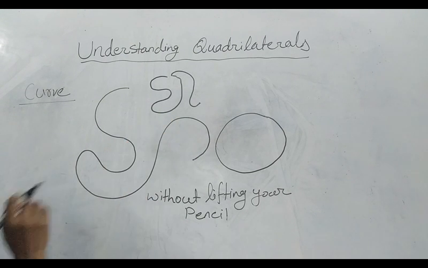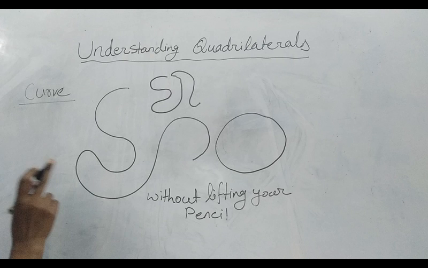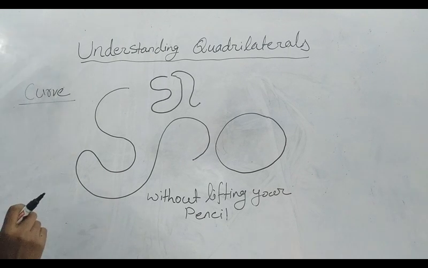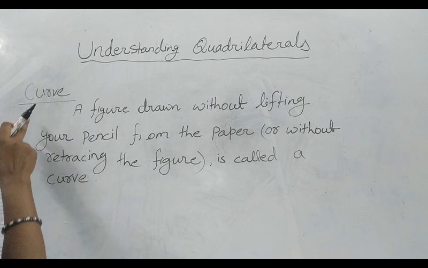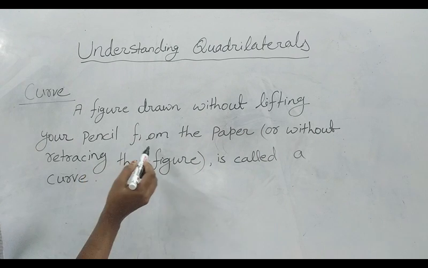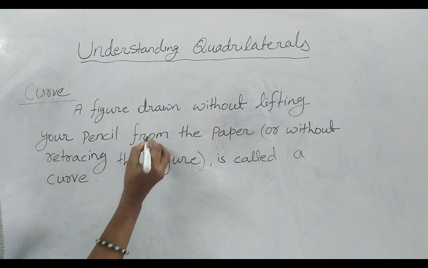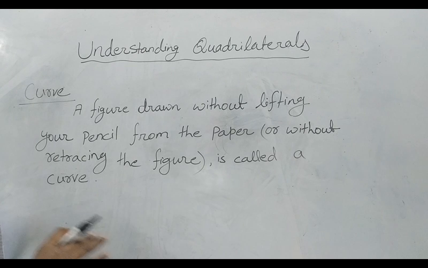तो इस तरह के फिगर को हम कर्व कहते हैं। So we can define the curve as the figure drawn by pen or pencil without lifting your pen or pencil is said to be a curve. Now when you look at the two figures drawn by us, we can define the curve as a figure drawn without lifting your pencil from the paper or without retracing the figure is called a curve.